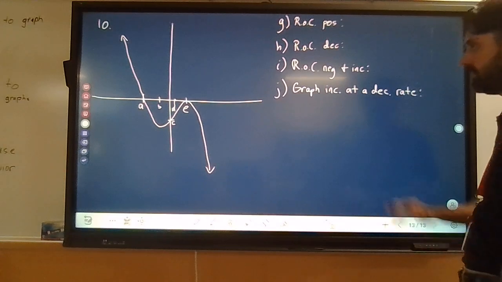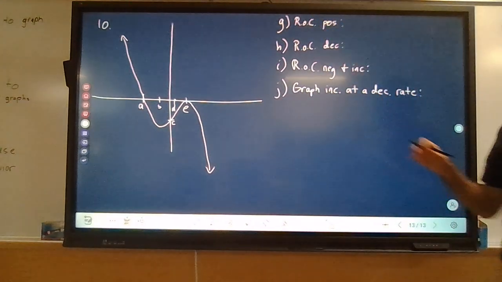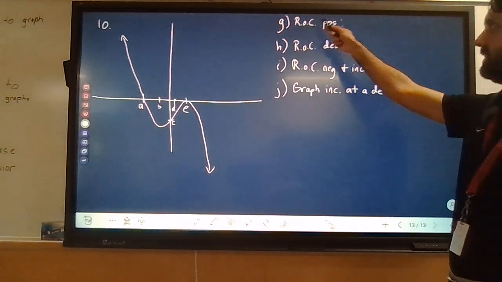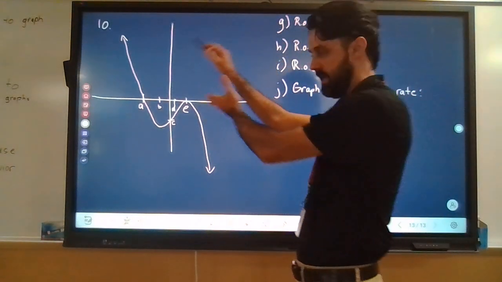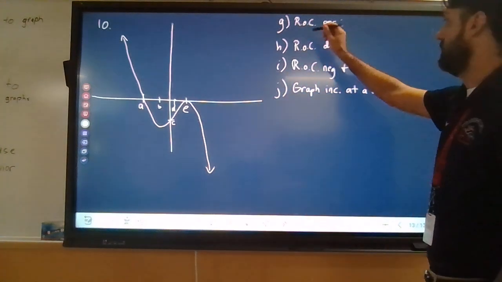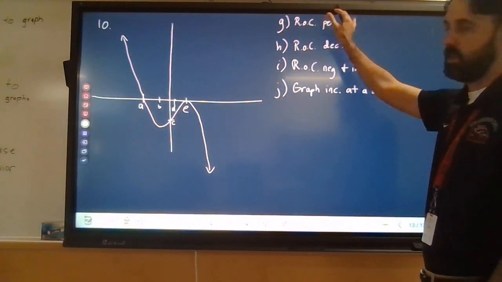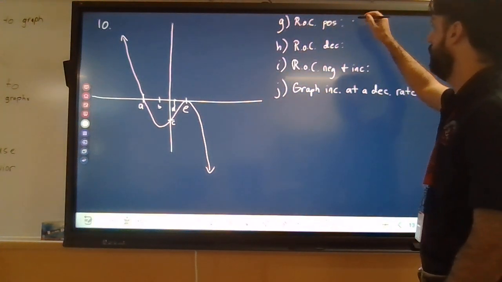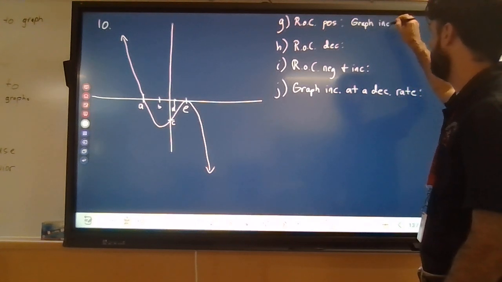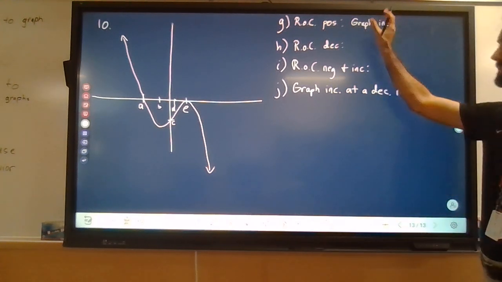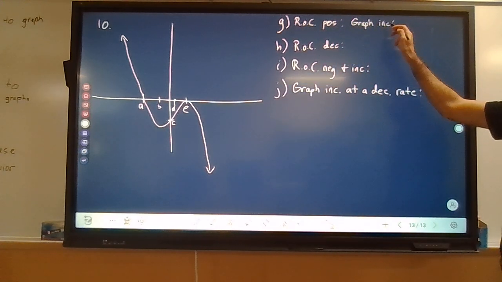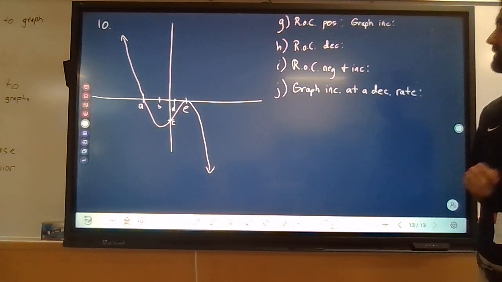All right, same graph. We just have more to go through here. So G is asking when the rate of change is positive. Well, this is the actual graph, the literal graph, not the rate of change, right? So let's change that question. Let's make it when the graph is increasing. Again, it means the same thing, it's just we have the graph here. So we want to see when the graph is increasing.